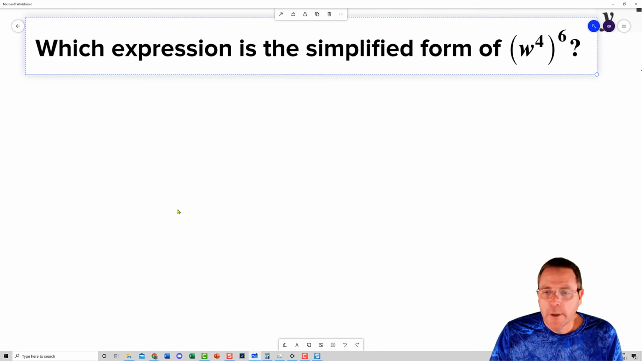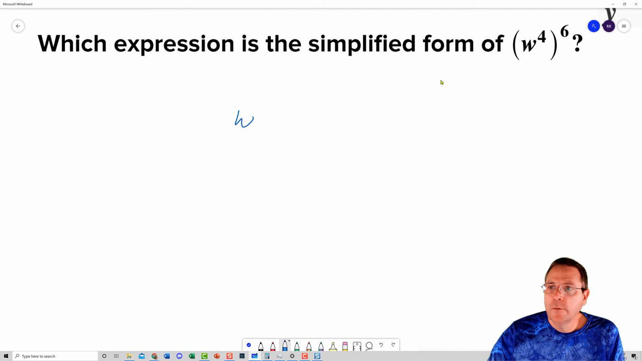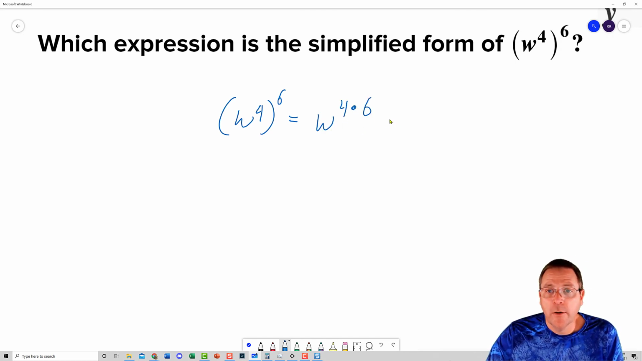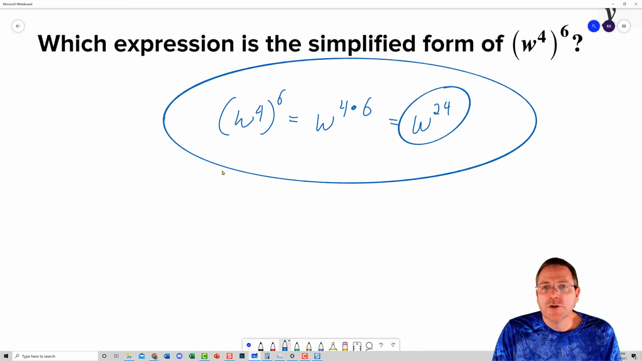Did you pick your right answer? Let's see what I end up getting. So I'm going to take w to the 4th power raised to the 6th power, which is equal to w to the 4th times 6 using the power of a power rule, and that's going to equal, of course, 4 times 6 is 24. W to the 24th power is going to be my final answer, and all of this is going to be showing my work.